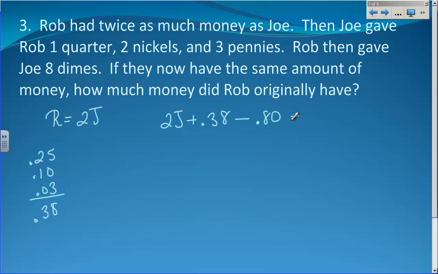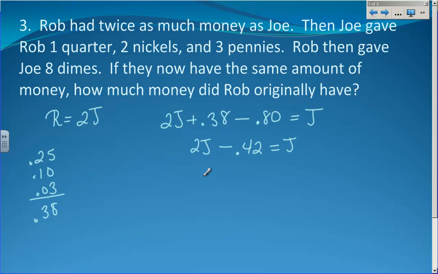And all of that is going to equal what Joe has because now they have the same amount of money. Rob's money and Joe's money are now equal because it says they now have the same amount. We've got to find out how much Rob had, so we're going to solve this. The first thing we're going to do is this subtraction. So 2j, 38 cents minus 80 cents gives me negative 42 cents.